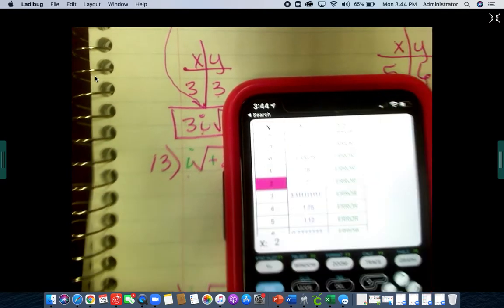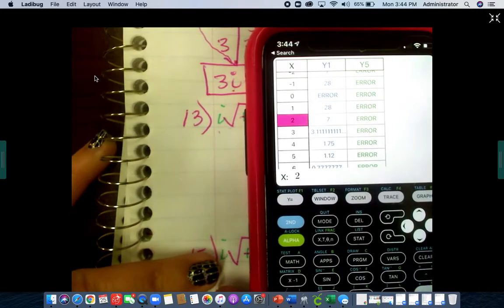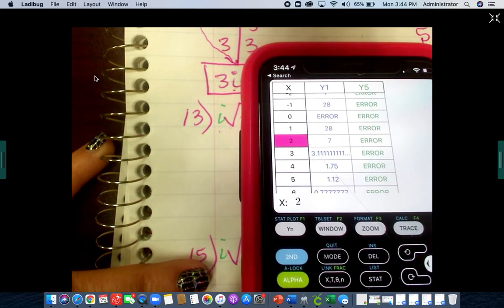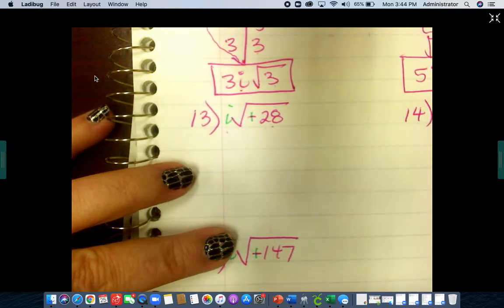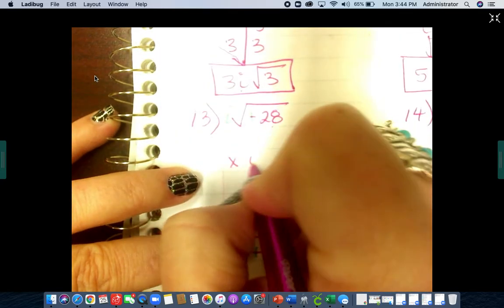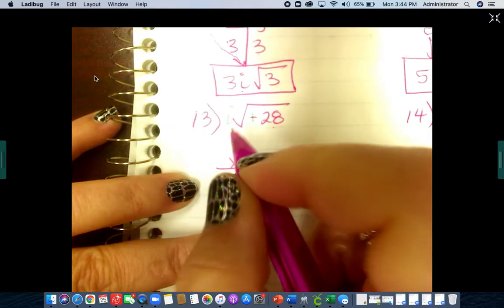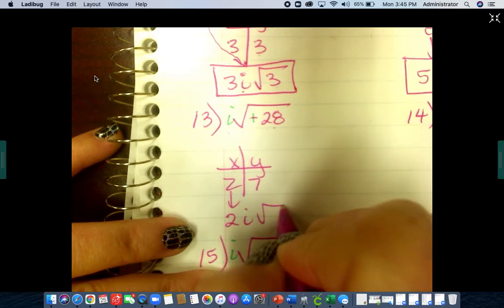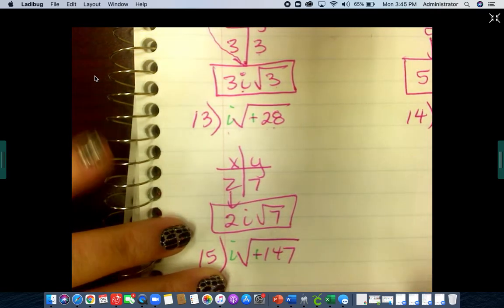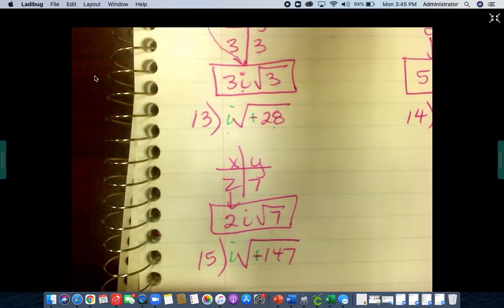Okay? Can y'all see that? Or y'all should be doing this in your calculator with me. 2 and 7 is my last one. So on my table, I'm going to say, and this is what we should see for this work, guys. 2 and 7, bring it down, 2i square root 7. Hopefully you're finding this is pretty easy.